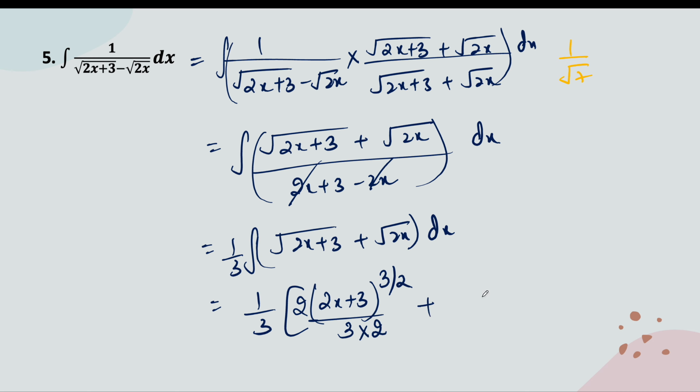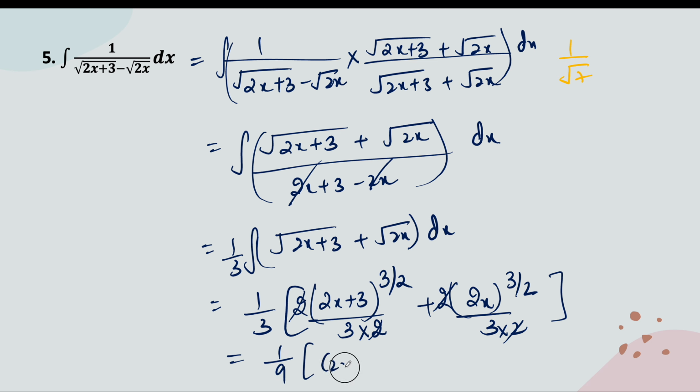Plus similarly for this also the working would be (2x) to the power 3/2 upon 3 and 2 in the numerator. And we have the coefficient of x over here in the denominator. Now just simplify it as much as you can. Cut, cut. Take this 3 out. So that would be 3 into 3, 9. And you are left with (2x + 3) whole power 3/2 plus (2x) to the power 3/2, and that is going to be your answer.